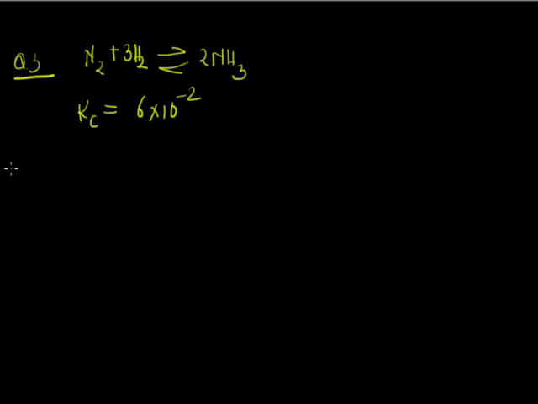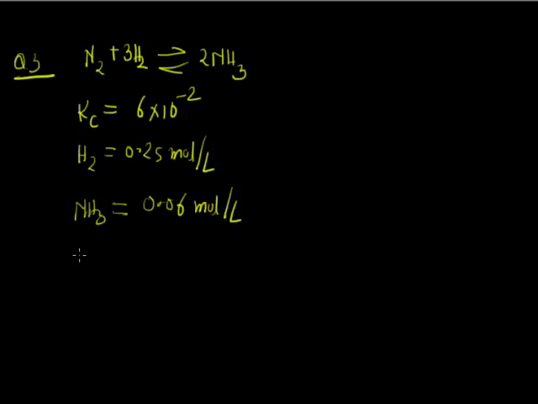And the equilibrium concentration of H2 becomes 0.25 moles per liter, and ammonia, NH3, it will be 0.06 moles per liter. Now calculate the equilibrium concentration of N2.